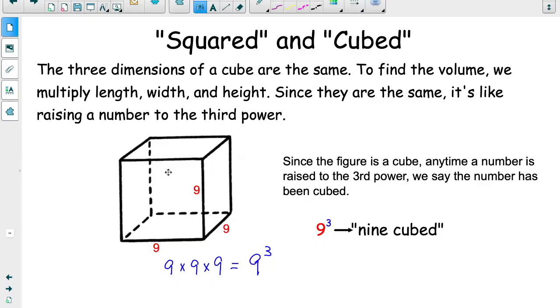All right. That's the only reason. There's no more scientific reason than that. It's just that we're raising it to the third power, and it's just like finding the volume of a cube.